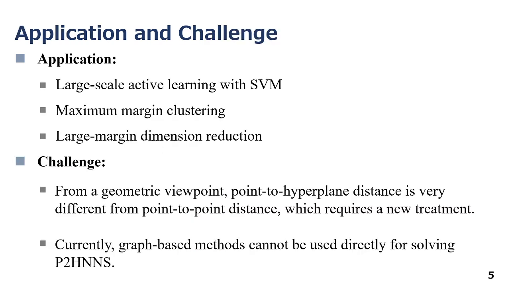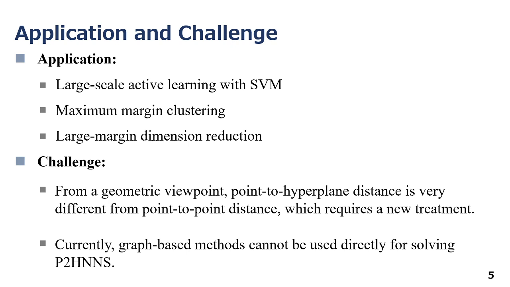Finding nearest points to the query hyperplane has some real applications, such as active learning with support vector machine, maximum margin clustering, and large margin dimension reduction. For example, in the first application, the active learning iteration process selects those unlabeled points closest to the hyperplane into the training dataset and retrains the classifier with the new data. During this process, we need to solve the P2HNS problem.